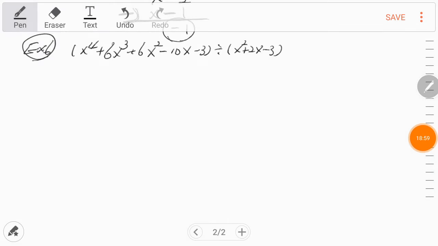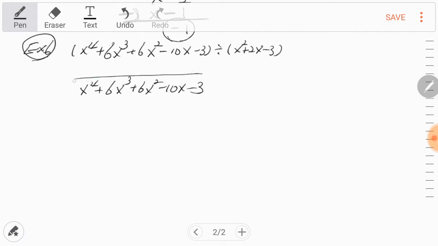Okay, this example 6, the divisor is a trinomial. So we will use the same method. Write down the dividend first, the largest term first: 6x cubed plus 6x squared minus 10x minus 3. And then divided by the divisor. Write down the x squared term first: x squared plus 2x minus 3.